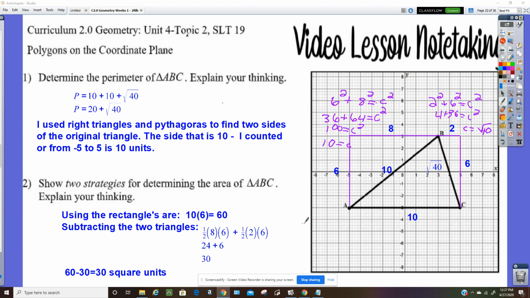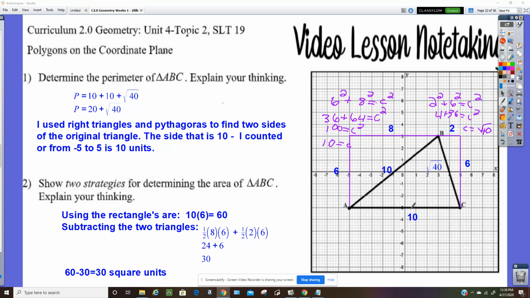I can use the big rectangle here. It's a 10 by 6, so 60, and then subtract each of these areas. So it's 1/2 of 8 times 6, and 1/2 of 2 times 6 is the area of these two triangles right here. So 24 plus 6 is 30. So I take the large rectangle, 60 minus the two, I can call them the two purple triangles here, and then I get 30 square units.